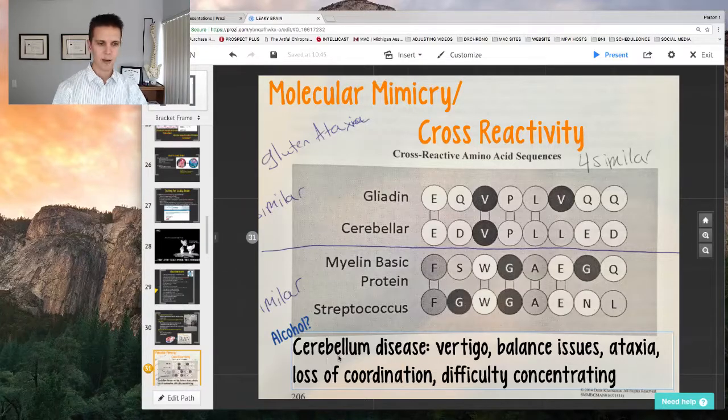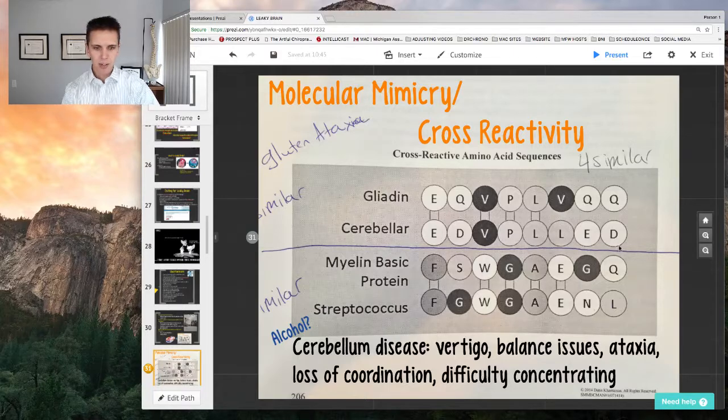Cerebellar disease, cerebellar ataxia, is when you have vertigo or balance issues, loss of coordination, difficulty concentrating right after you eat a piece of bread. Alcoholism, or when you do have alcohol, also impairs the cerebellum as well.